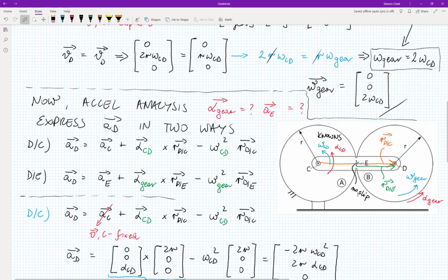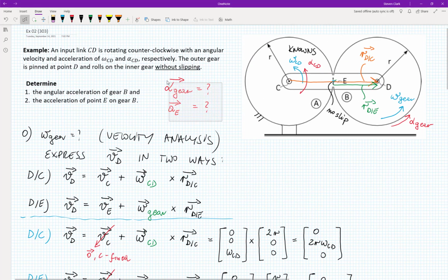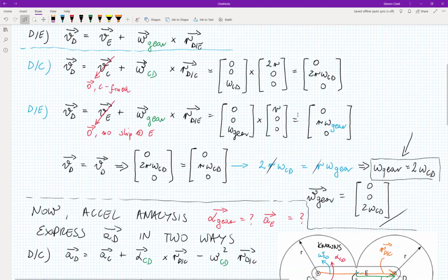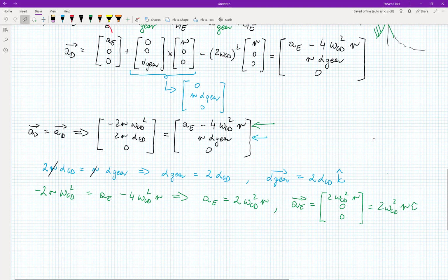Yeah, I think that's it, right? This is what they ask us for. That was the question. And we found these two guys. Okay, so we found this one and this one.